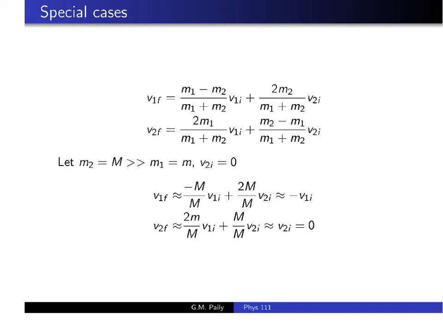So what is the final situation? The big massive object continues to stay at rest, approximately, and the incoming light object bounces back with almost the same speed, but in the opposite direction. And indeed, that is what we see as the ball bounces. It bounces back with very little loss in speed, but the wall doesn't move very much.